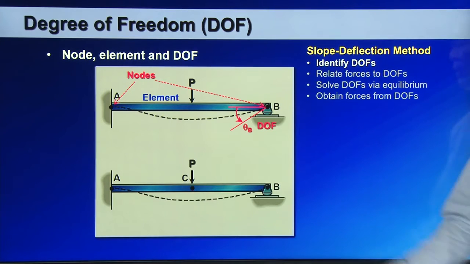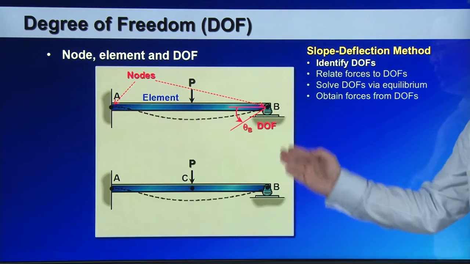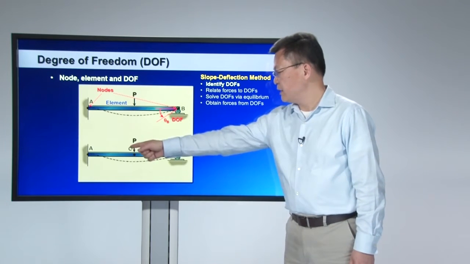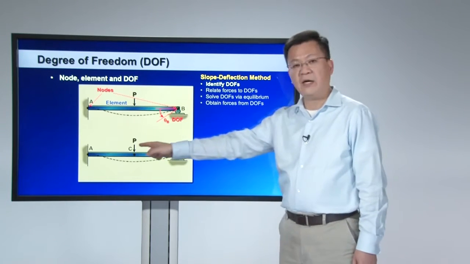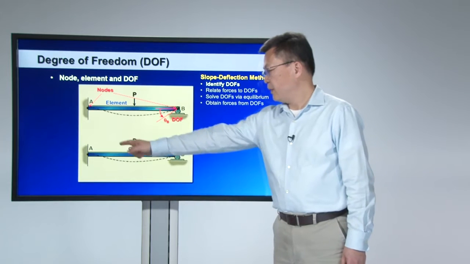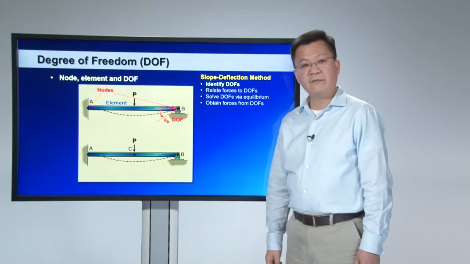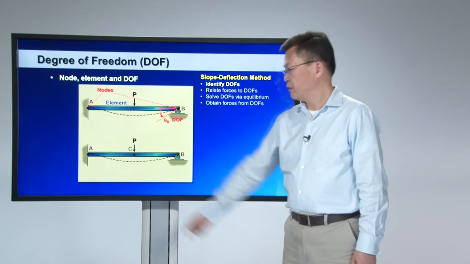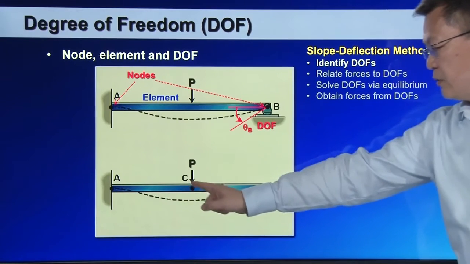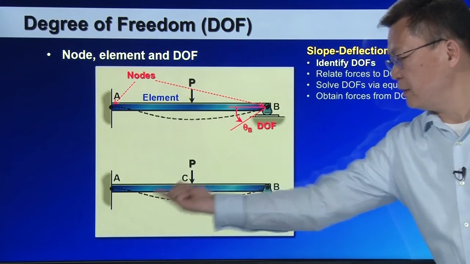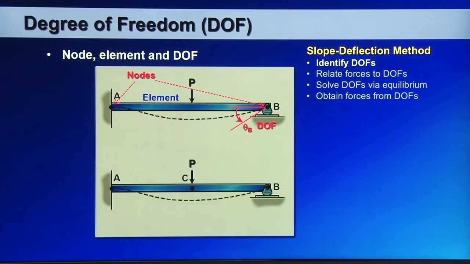I can also model the same structure differently. For instance, if I model this beam using two elements, I call them element 1 and element 2. The ends of the elements are nodes, so node A, node C, and node B. So this is element 1 and element 2.